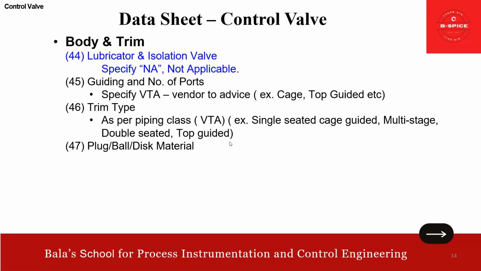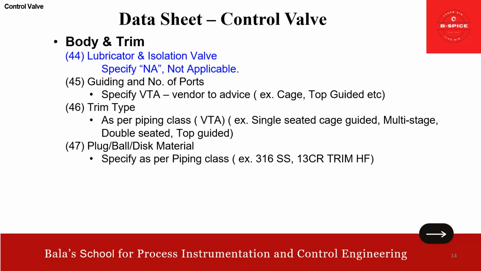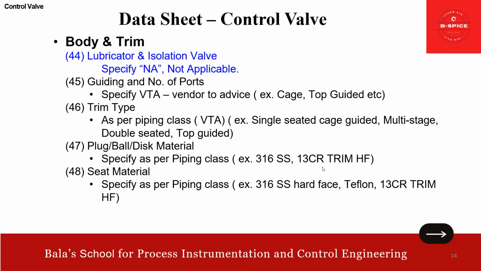Then we'll go with the plug, ball and disc material. This is specified as per the piping class. Again, 316SS or 13CR trim HF. This is a typical trim material. Then seat material, also in line with the piping spec. Example, 316SS hard face, Teflon, or 13CR trim HF, just for an example. Friends, I hope this is clear.